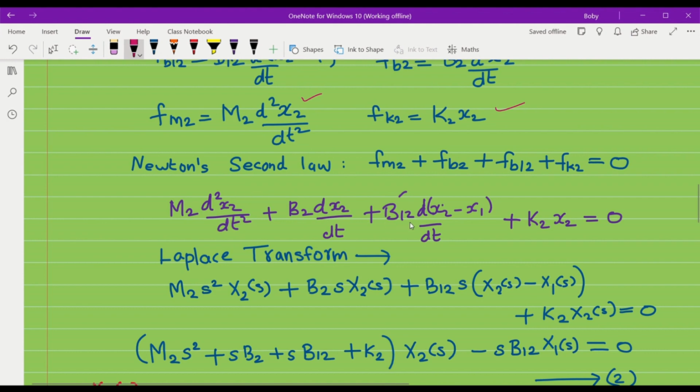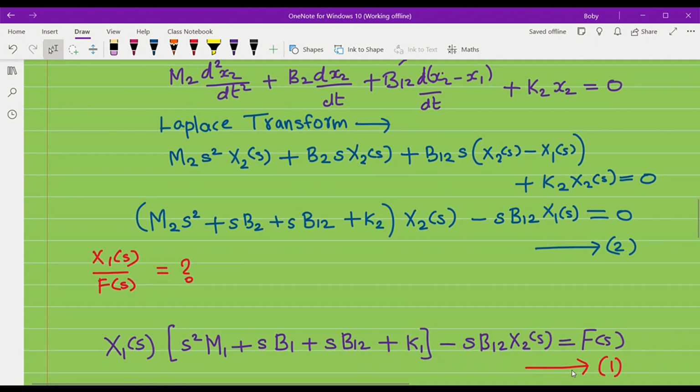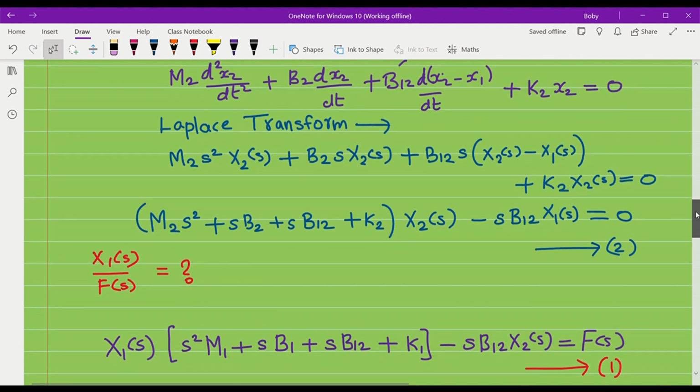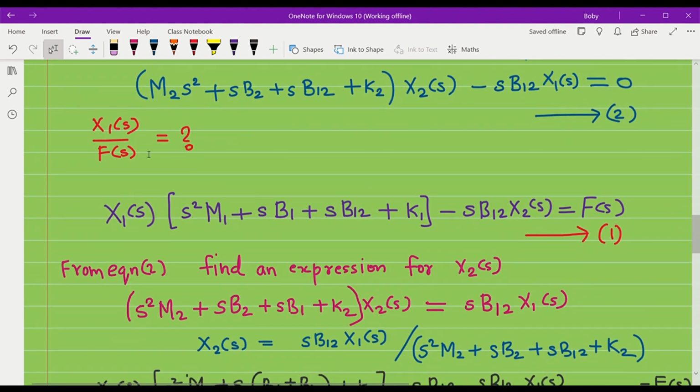So നമ്മൾ equations എല്ലാം എടുത്ത് എഴുതുന്നു. Again we are taking the Laplace transform. You can see m2 Laplace transform എടുക്കുമ്പോൾ s square x2 of s, here b2 s into x2 of s, b12 d by dt into s into x2 of s minus x1 of s, here x2 of s ന്റെ terms എല്ലാം നമ്മൾ കോമൺ ആയിട്ട് എടുക്കുന്നു. So what is remaining here is s times b12 into x1 of s. That is what is remaining here. Okay, now we can move on. That is equal to, now കണ്ടുപിടിക്കേണ്ടത് എന്താണ്? x1 of s divided by f of s ആണ്. We have to find it initially.